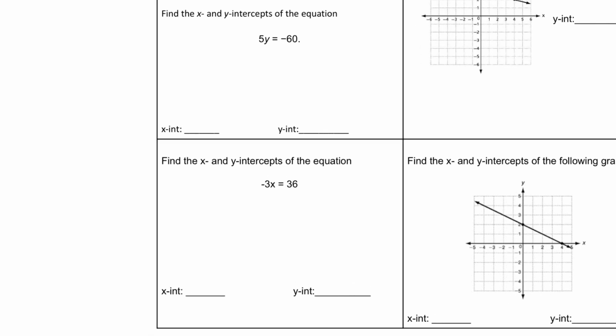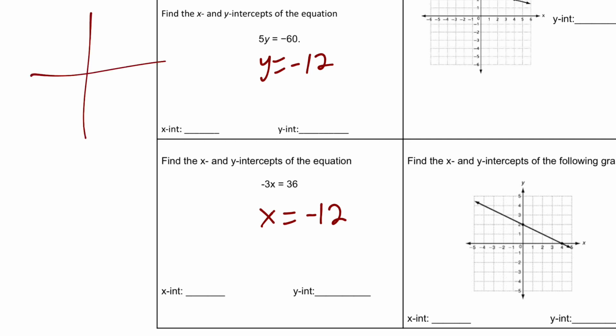All right, these next two are exceptions. If you think about 5y equal to -60 and you divide by 5, you get y is equal to -12. And here x is equal to -12. One of these is a horizontal line, the other is a vertical line. It turns out y equals -12 is a horizontal line down here. You can see that it crosses the y-axis there at -12.